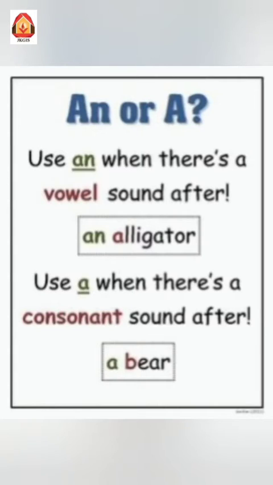Now students, we will see where we use a. So students, use a when there is a consonant sound after. In the example, you can see a bear. So students, bear is starting with B and that is a consonant. So here we have used a before it. So students, if there is a word starting with a vowel, then we will use an. If the word is starting with a consonant, then we will use a.